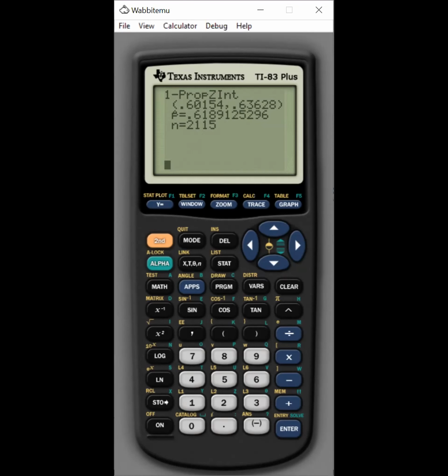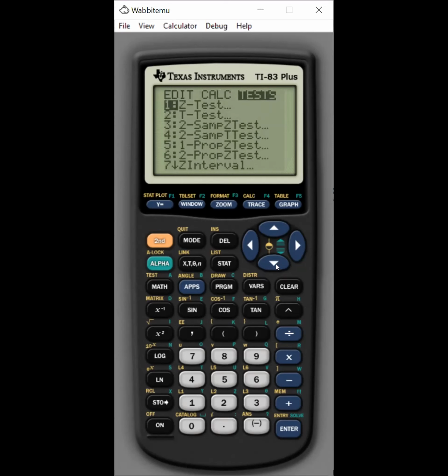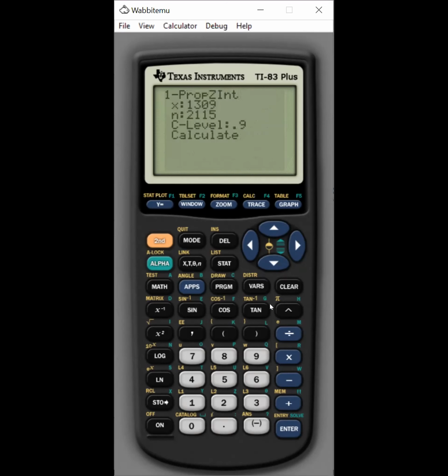And the second time it said, we're gonna do the same process for a 95% confidence interval. So I'm gonna go to stat, I'm gonna scroll back to tests, I'm gonna scroll back down until I find my one proportion Z interval, okay? And the only thing I'm gonna do here, y'all, is change that 0.9 to a 0.95, okay? And I'm gonna go ahead and go calculate.